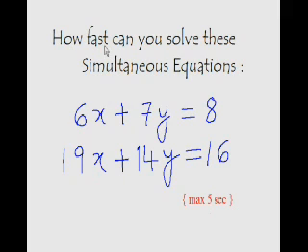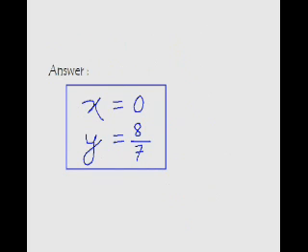How fast can you solve these simultaneous equations? And this time I'm not going to give you more than 5 seconds. Alright, so your time starts now. The time is up. The correct answer is x equal to 0 and y equal to 8 by 7. There it is. x equal to 0, y equal to 8 by 7.